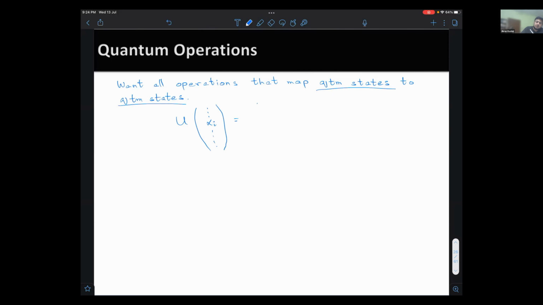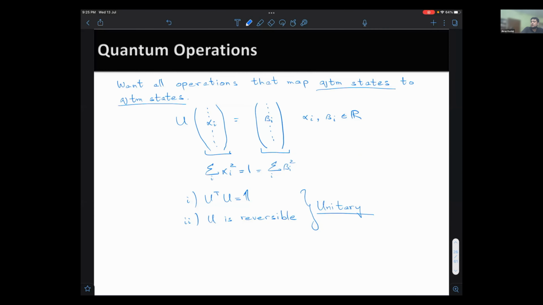It will map to another vector, which will still have a bunch of amplitudes, let's say given by beta sub i, and would still have the requirement that alpha sub i and beta sub i are real numbers given our restriction. And now what would be the requirement for this vector to be a quantum state? That we already know is this. Then for the transformation to be valid, this thing has to also be a valid quantum state. And so this thing has to equal this as well. And so what you're getting is U transpose U equals identity. U is reversible. In general, if you were looking at the complex case as well, it has to be unitary.